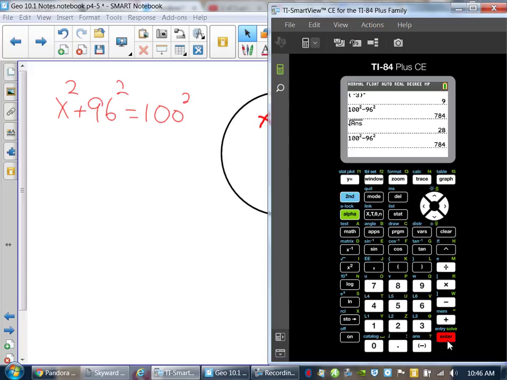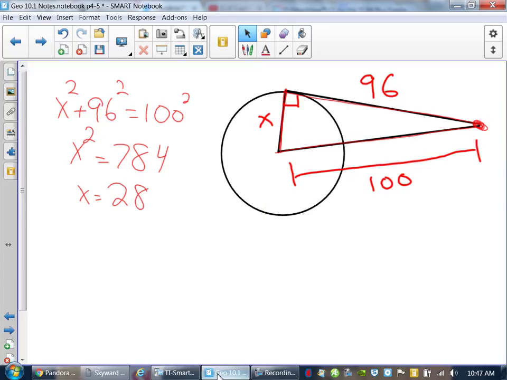X squared is going to be 784. Take the square root of that. One of the things I want to remind you of: whenever you take a square root over an equal sign, you're asking yourself, what are two numbers that are the same number that, when you multiply them together, you get 784? Well, in this case, it should technically be a positive 28 or a negative 28, because what's negative 28 times negative 28? You get that positive 784.